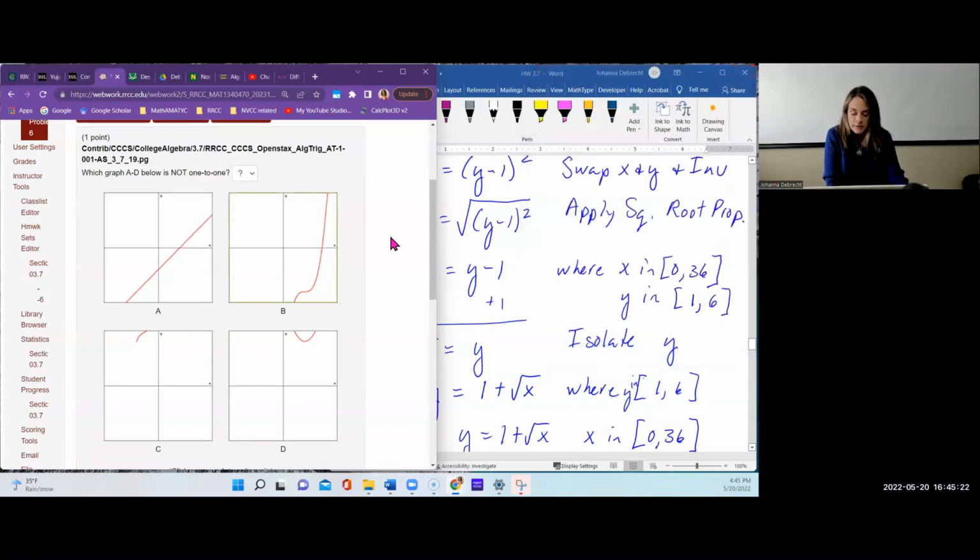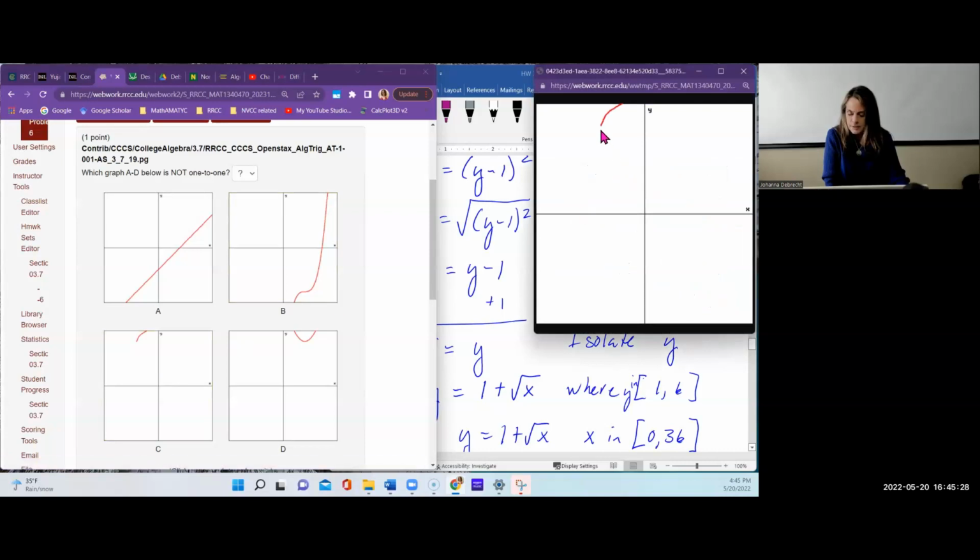Cubics that don't have a wiggle tend to be one-to-one. This one, on the other hand, well, I've only got a little section of it. It's almost like the tail, and I can't see the whole picture. But based on what I can see, it does pass the vertical line test, so it's a function, and it passes the horizontal line test, so it is a one-to-one function.